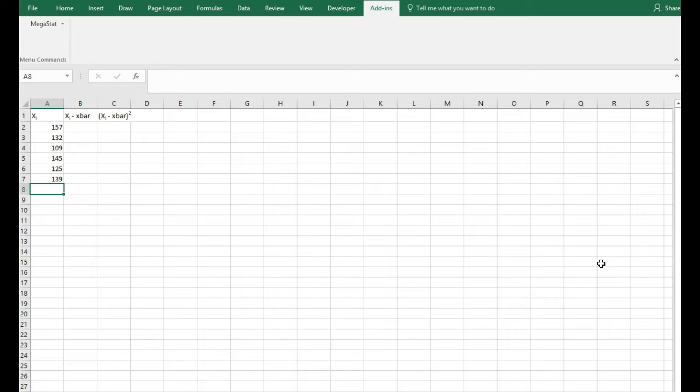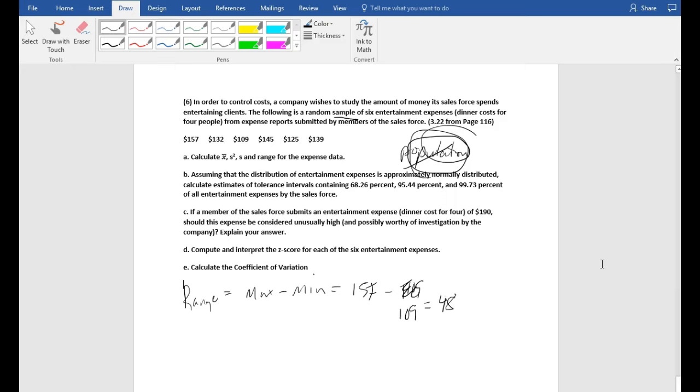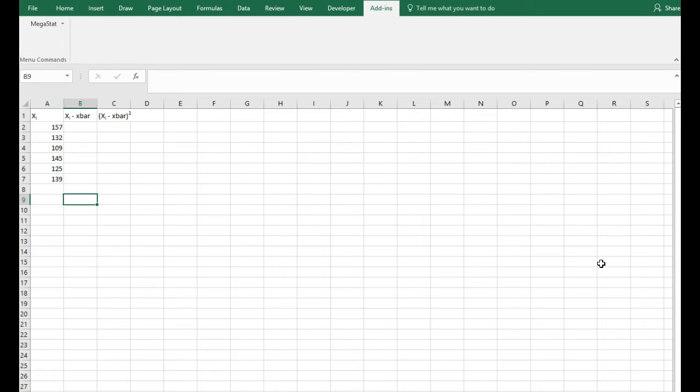All right, so I'll flip over to Excel. We've got 157, 132, 109, 145, 125, and 139. So that's right. So the first thing we want to calculate is range. So we'll just start over here. We'll say range, and we'll find out what the max of the data is.